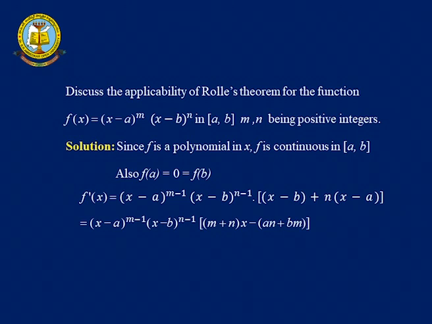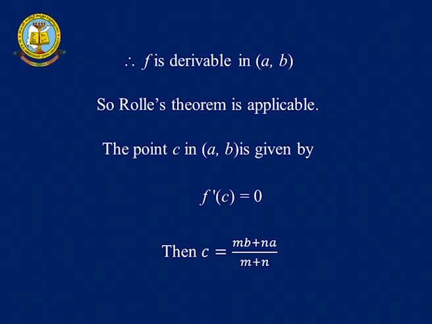Next, f dash of x. Now, let us see the derivative. x minus a whole power of m into x minus b whole to the power of n. So, when you apply the UV formula, we get x minus a to the m minus 1 into x minus b to the n plus x minus b to the n minus 1 into x minus a. Let us take the common factor, and we get x minus a to the m minus 1 into x minus b to the n minus 1 into n plus m. So, from there we can say that f is derivable in the open interval a comma b.